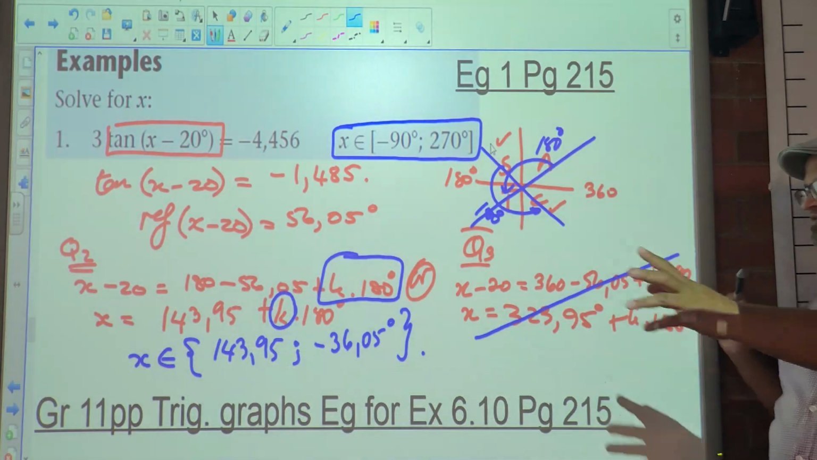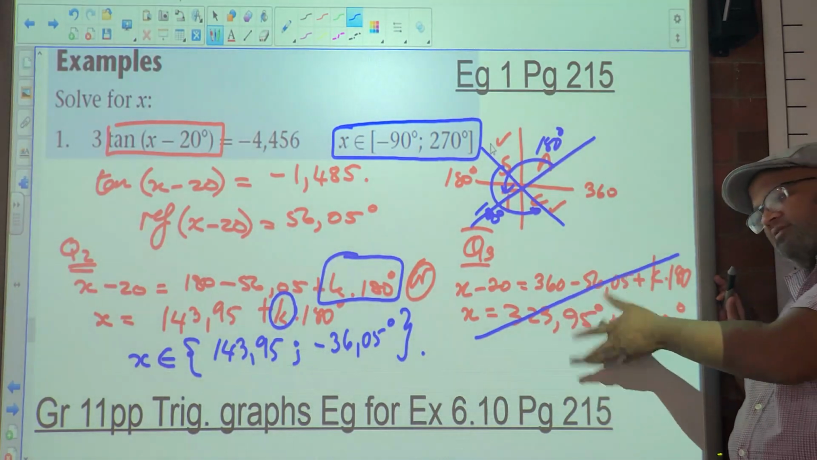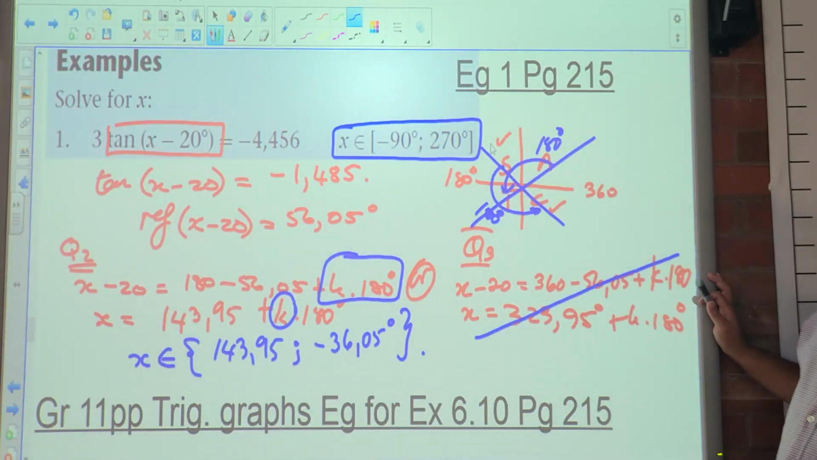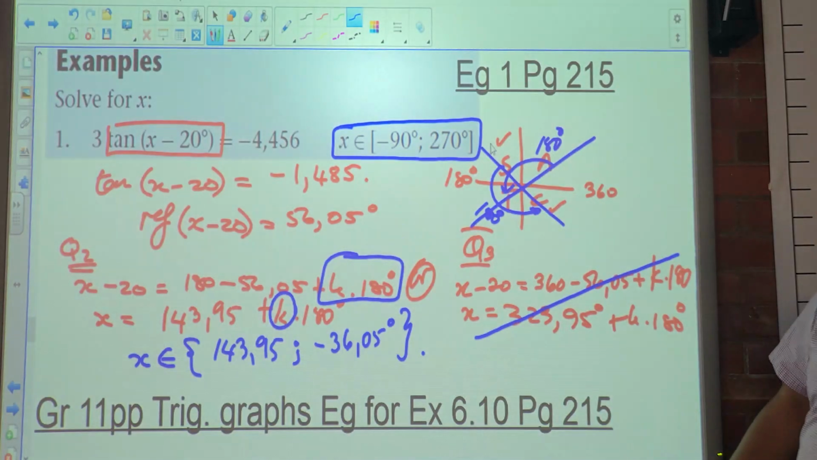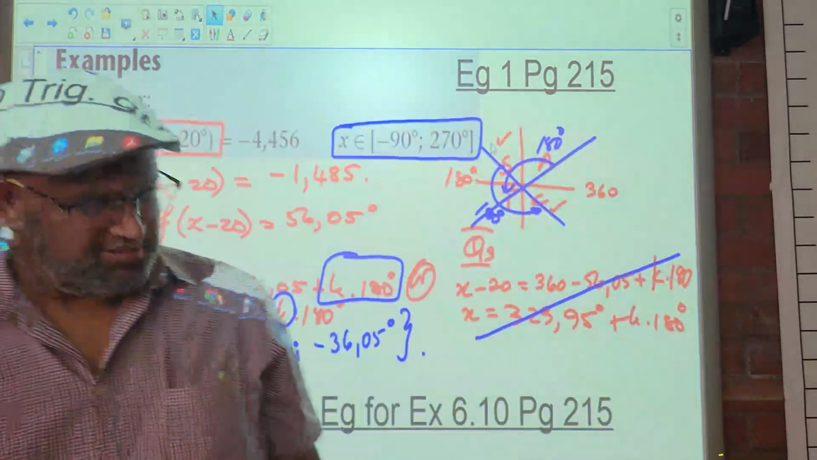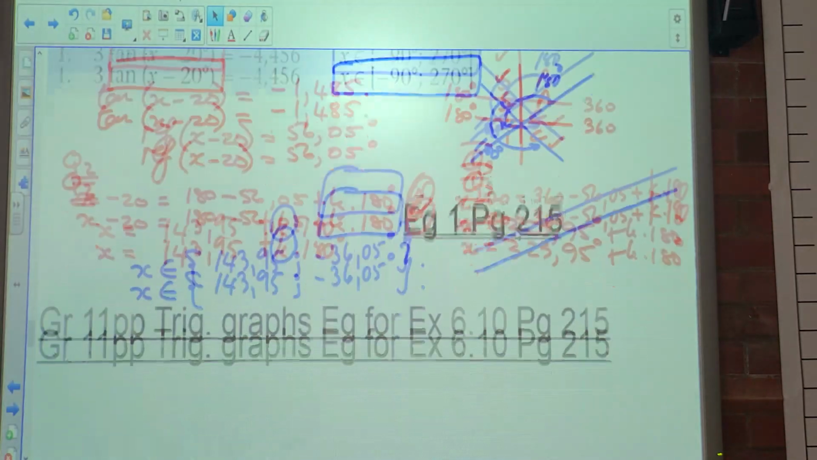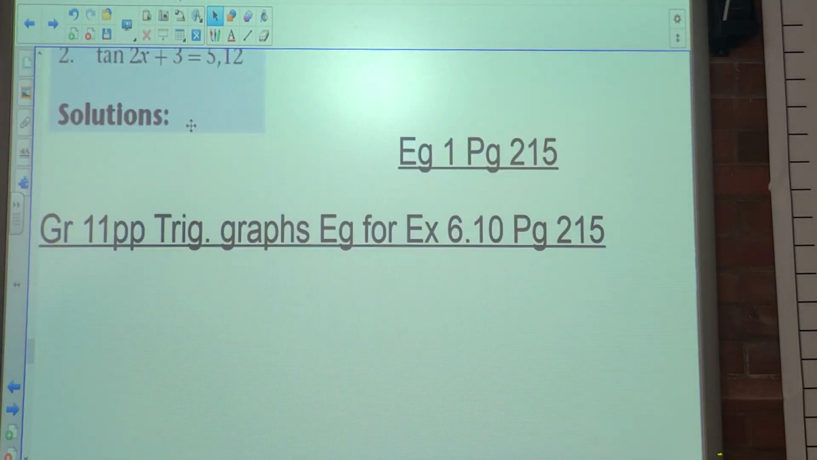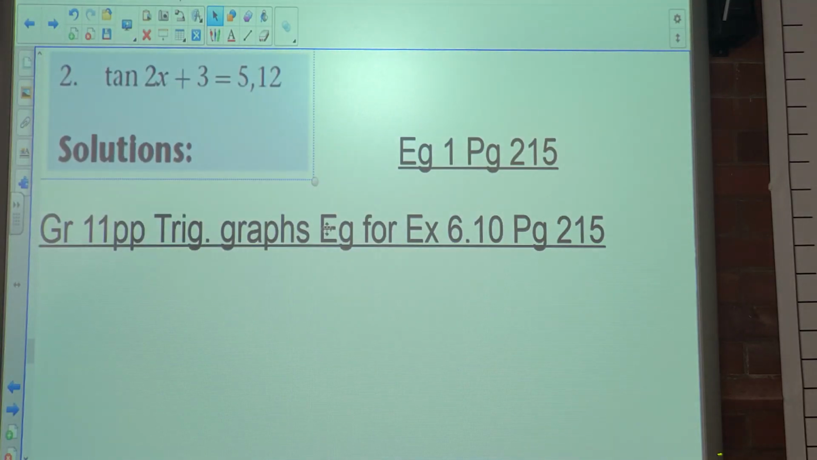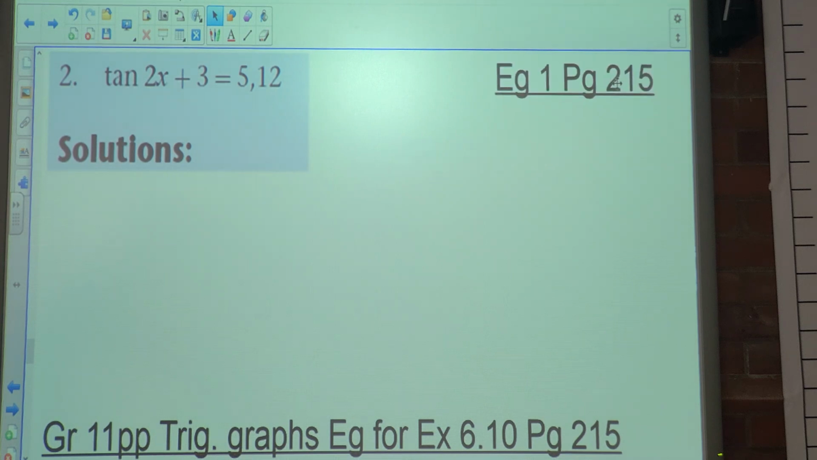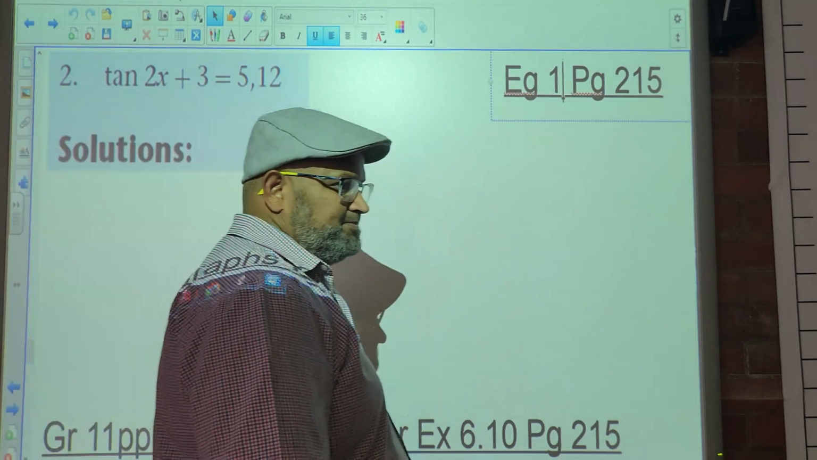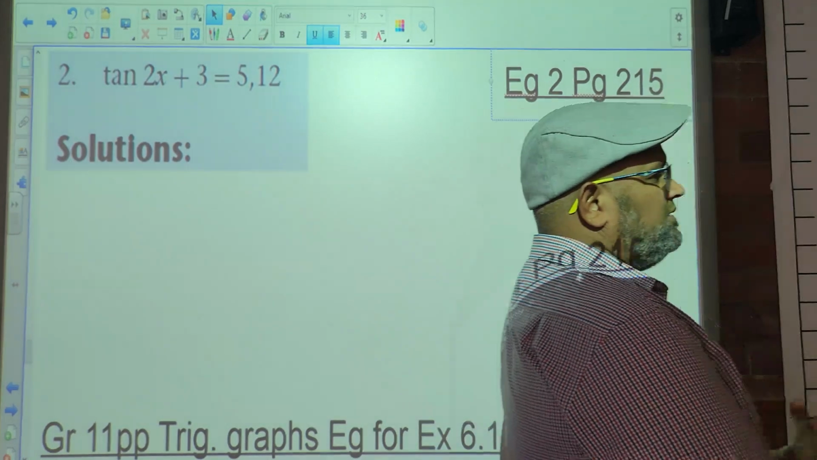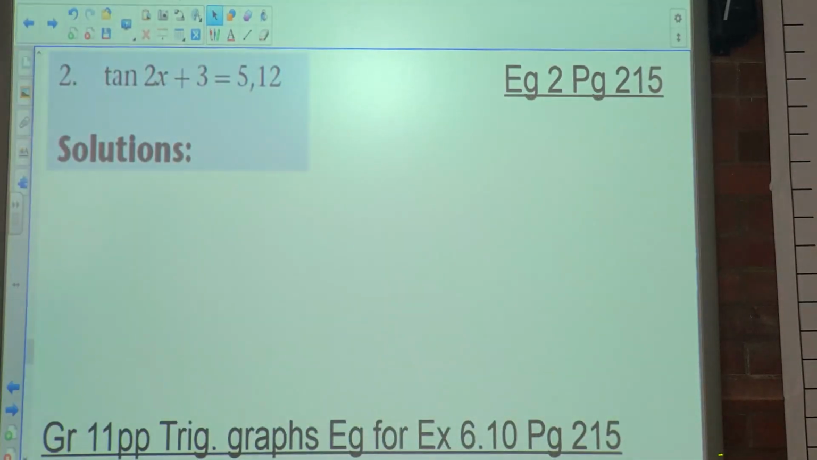Now if you had gone and written this here, no problem, you're not going to lose any marks. It's just a repeated solution. You guys understand? Alright, so that is the first example. Let's look at example 2 for exercise 6.10, sorry. Now we're looking at example 2.